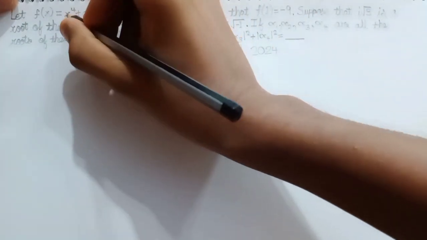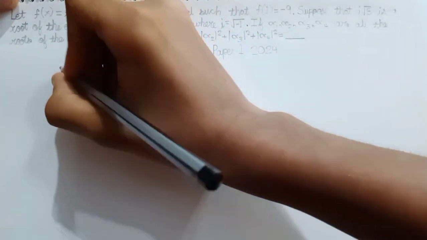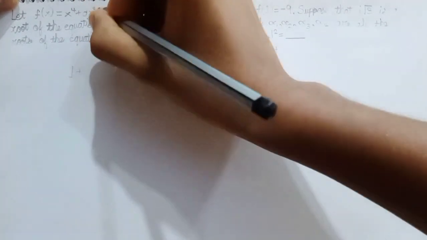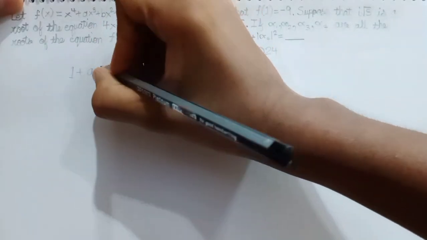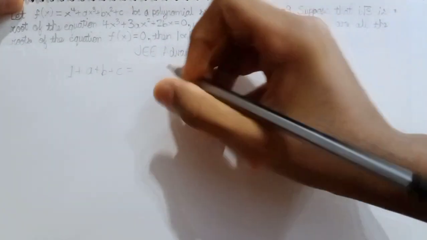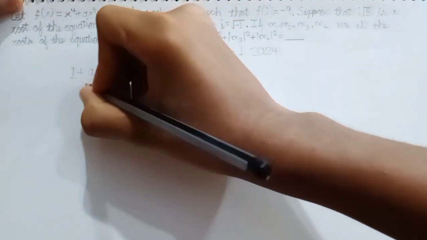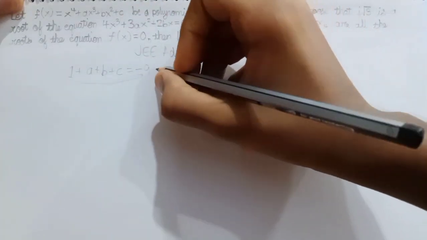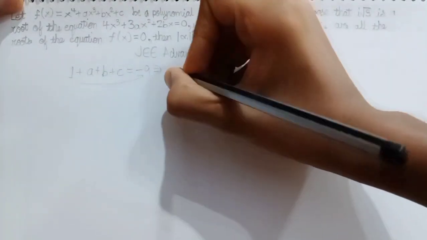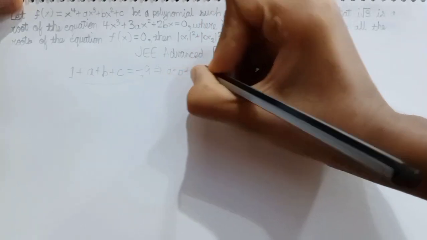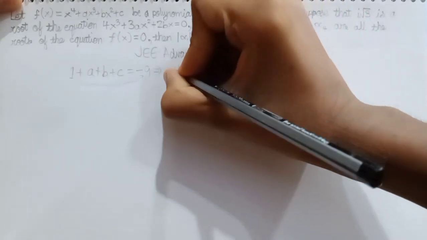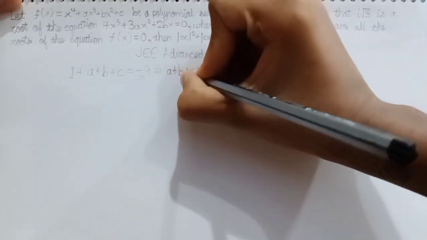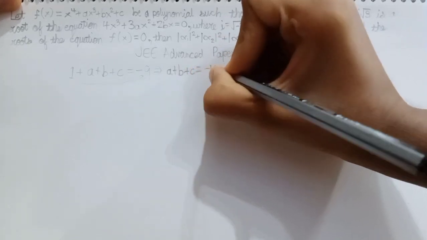So we have x power 4, which is 1 power 4, which is 1, plus a into 1 cube is a, and b into 1 square is b, plus c is equal to the result, -9. Transpose 1 this side. We have a plus b plus c is equal to -10. So let's leave this aside for now.